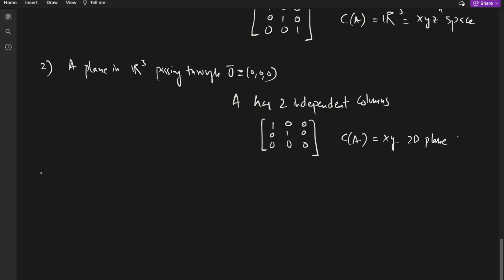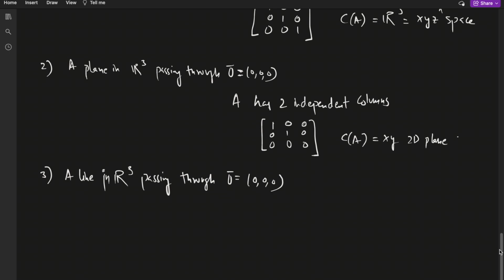All right. The third possibility is a line in R cube passing through the zero vector, that is the origin.